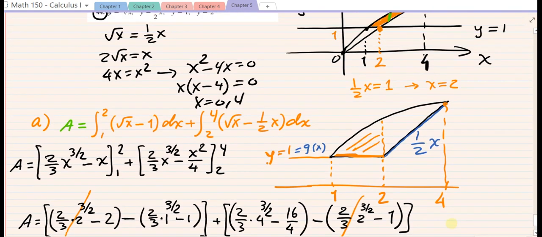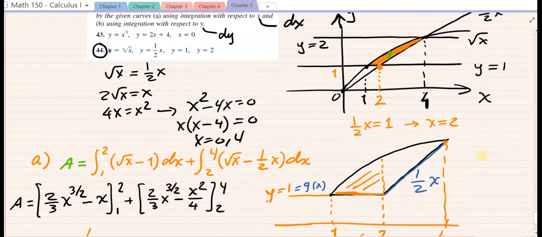That's using, again, what we did is you used vertical rectangles, correct? Vertical rectangles over the first portion, the vertical rectangle like that, that's dx. And from 2 to 4, our vertical rectangle looks like this, right? Of width dx. So the upper function is root x in both cases, but the lower function, notice, changes from constant to linear. So that's part A.